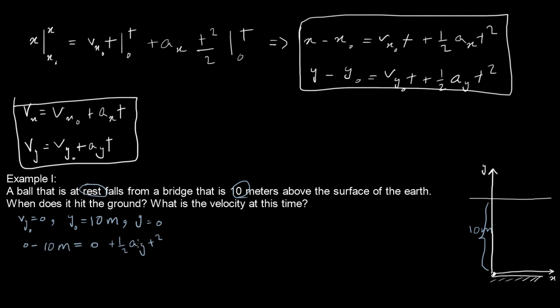Now from this equation I can find t. So let's say t is equal to the square root of minus 2 times 10 meters, which is minus 20 meters, divided by ay. And since it's a square, I take a square root. So now I also need to find ay, and then I have the time.